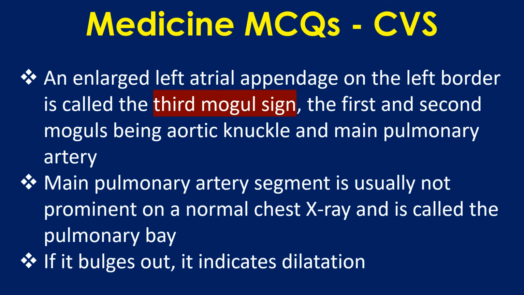An enlarged left atrial appendage on the left border is called the third Mogul sign, the first and second Moguls being aortic knuckle and main pulmonary artery. Main pulmonary artery segment is usually not prominent on a normal chest X-ray and is called the pulmonary bay. If it bulges out, it indicates dilatation.